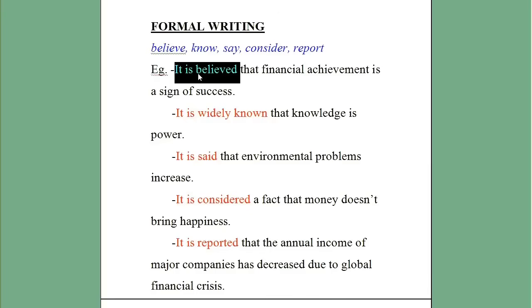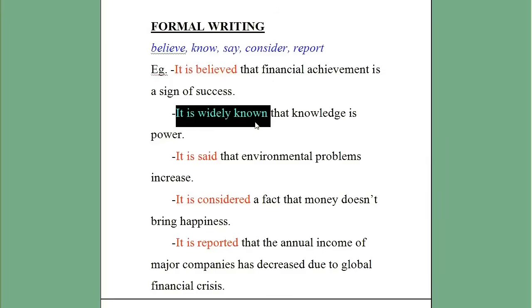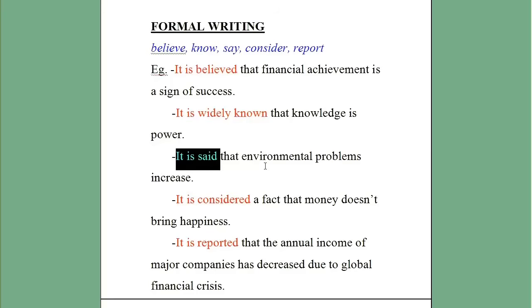So let's read the examples. It is believed that financial achievement is a sign of success. It is widely known that knowledge is power. It is said that environmental problems increase. It is considered a fact that money doesn't bring happiness. And it is reported that the annual income of major companies has decreased due to global financial crisis. These are just examples. You can use them any way you like, and it will improve the appearance of your formal essay.